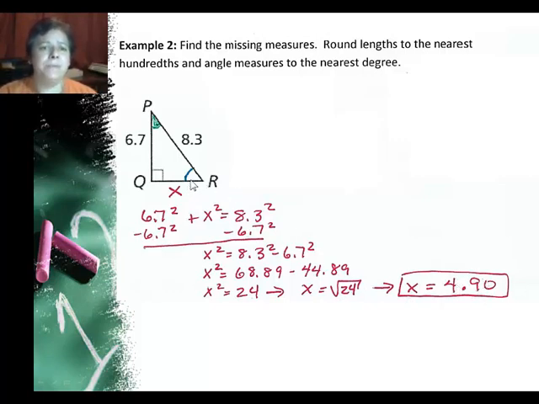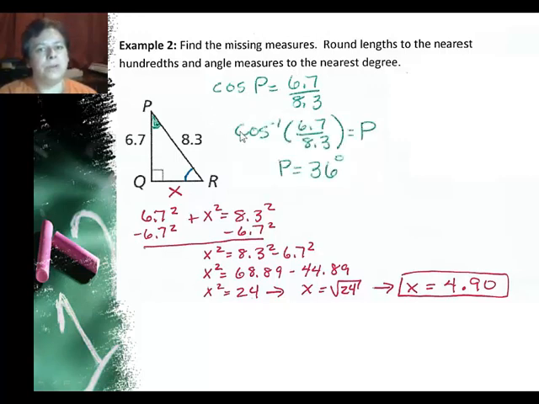Now I'm going to go ahead and look for one of the angles, angle P. I know the adjacent side, and I know the hypotenuse. The trigonometric ratio that uses adjacent and hypotenuse is cosine. So I can say cosine of angle P is the adjacent over the hypotenuse, 6.7 over 8.3. But I'm looking for the angle, so I need to use the inverse trigonometric function. So I take inverse cosine of the ratio, and that will be the angle P. In this case, that's 36 degrees.